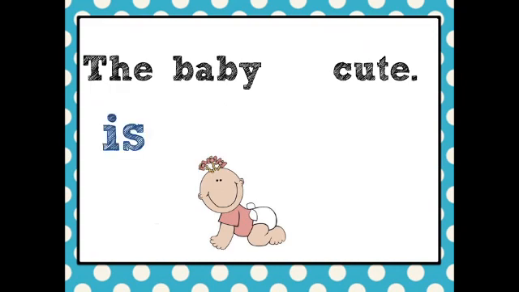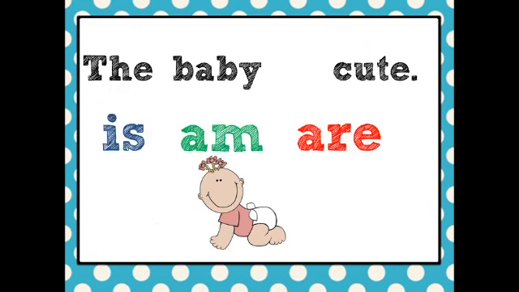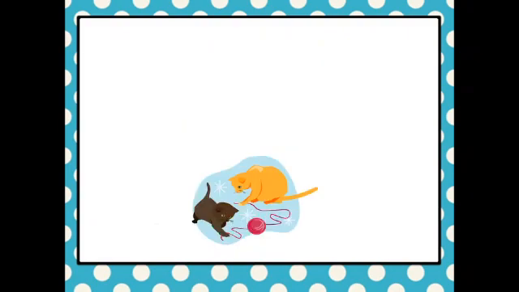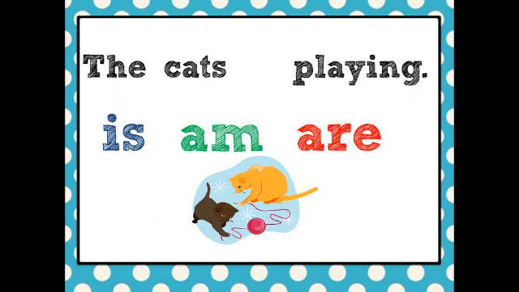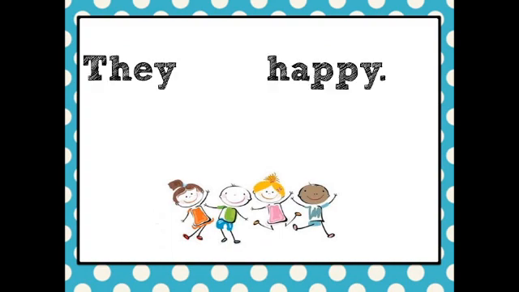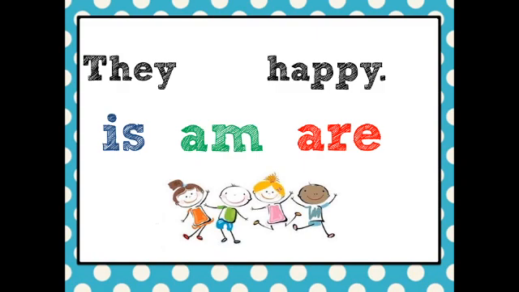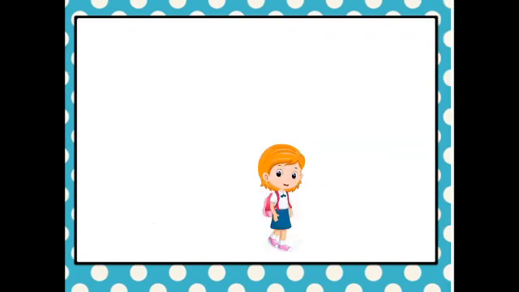Baby, the baby, cute. Is, am or are? Baby is one. For one we use is. The baby is cute. Cats playing. The cats playing. Is, am or are? For more than one we use are. Yes, you're right. You're getting the hang of it. Kids happy. They happy. Is, am or are? Do you remember, is for one and for more than one we use are. They are happy.